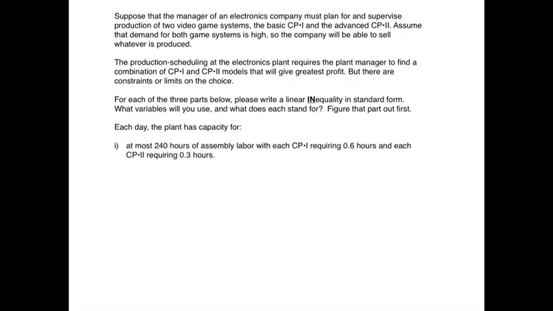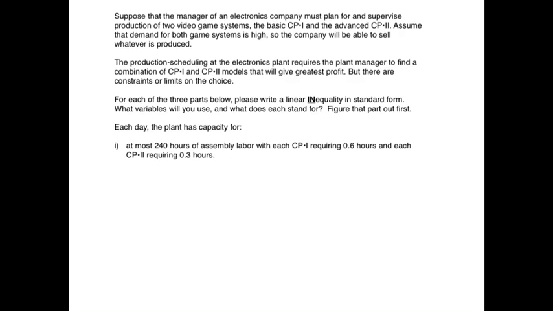So, here we go. Each day, the plant has capacity for, at most, 240 hours of assembly labor, with each CP1 requiring 0.6 hours and each CP2 requiring 0.3 hours. So all the information that we need is here. Let's work backwards a little bit. We know that we can do at most 240 hours, so the number of hours has to be less than or equal to 240.